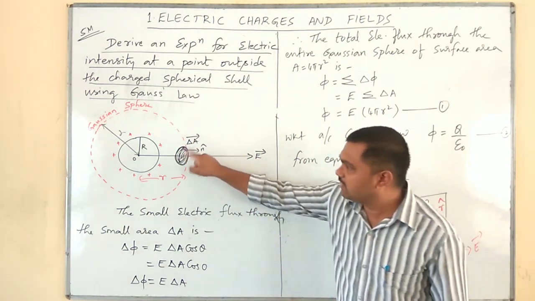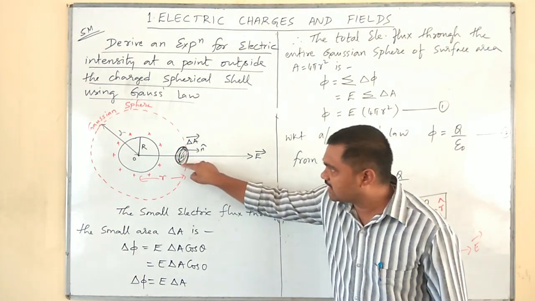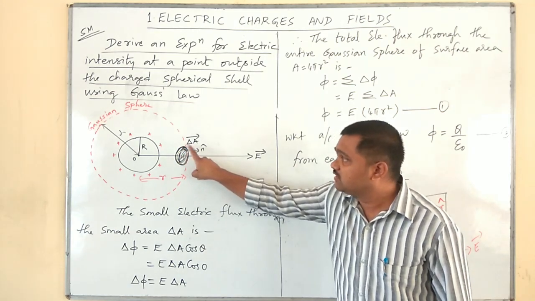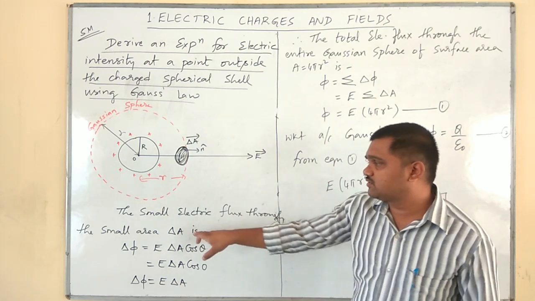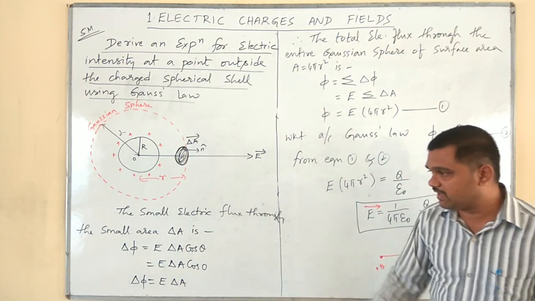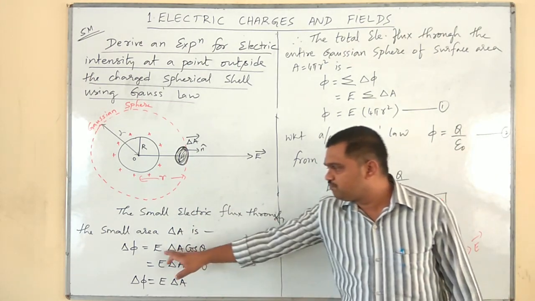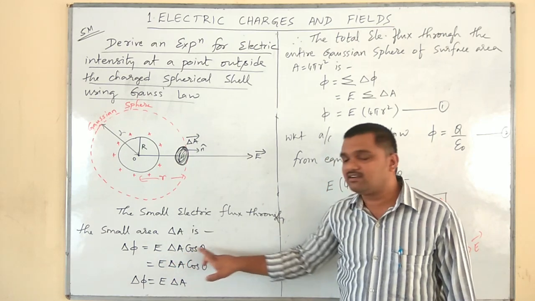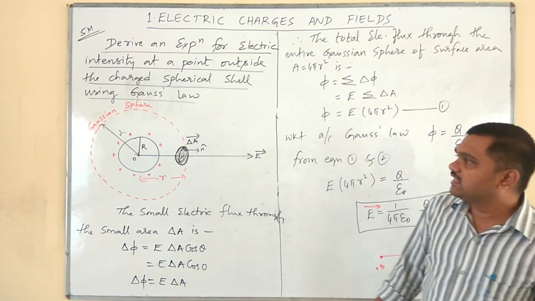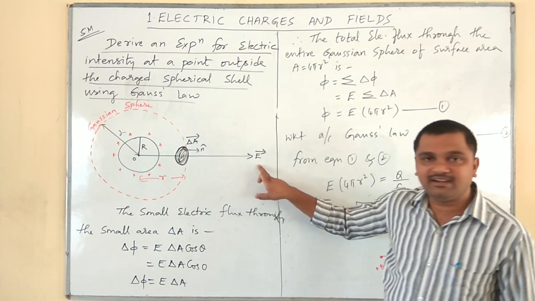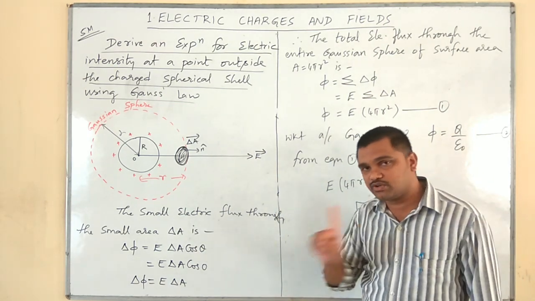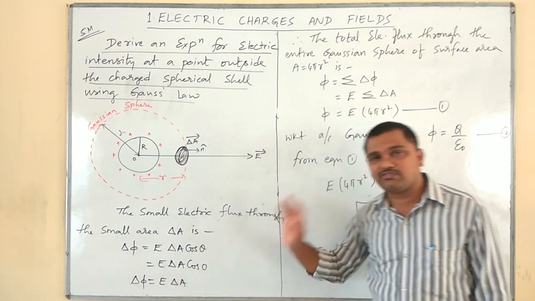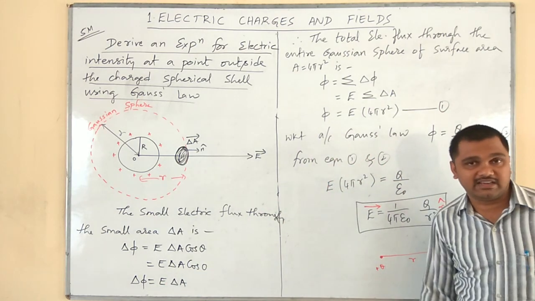First, I will calculate the small electrical flux through this small area delta A. The small electrical flux through the small area delta A is given by its definition: delta phi is equal to E delta A cos theta. Here the angle between delta A and E is 0. Therefore, cos 0 is equal to 1. Therefore, delta phi is equal to E into delta A.